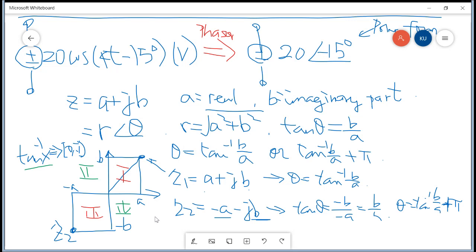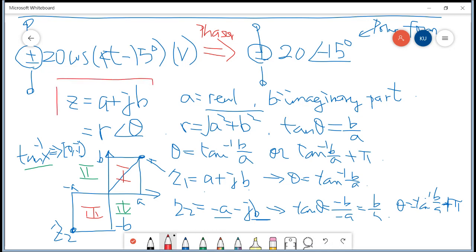So actually, for the complex number, we have the rectangular form, and this one is the polar form. This is a polar form.